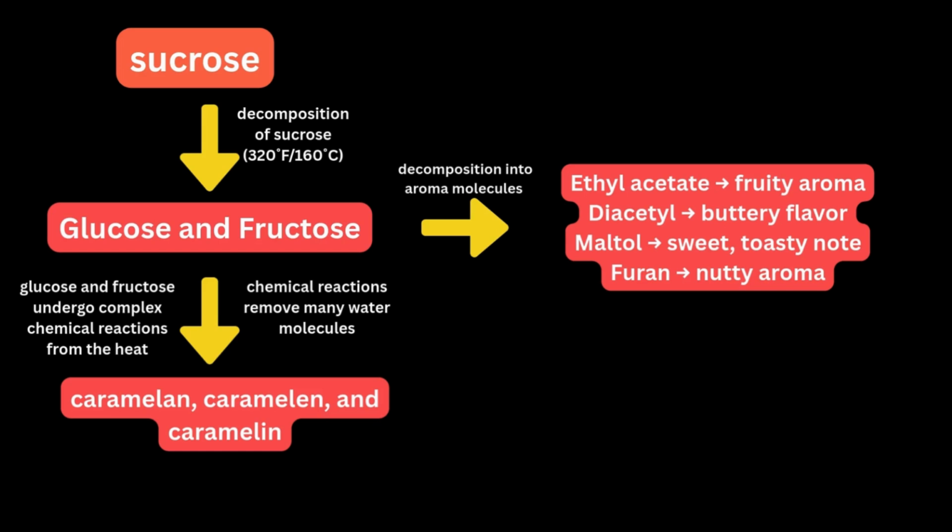Some of these volatiles give distinct flavors. For example, ethyl acetate contributes a fruity note, diacetyl imparts a buttery flavor, maltol adds a sweet, toasty aroma, and furan gives a nutty character. At the same time, some molecules polymerize into larger brown compounds, such as caramelan, caramelen, and caramelin, which provide the characteristic color and depth of flavor in caramel.